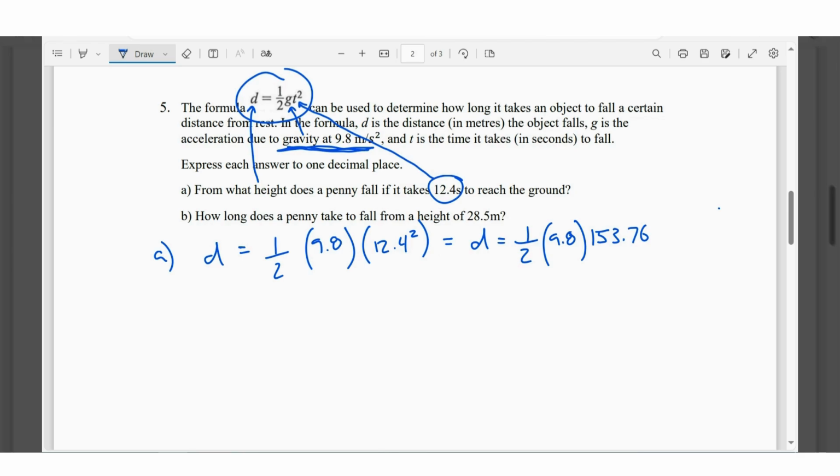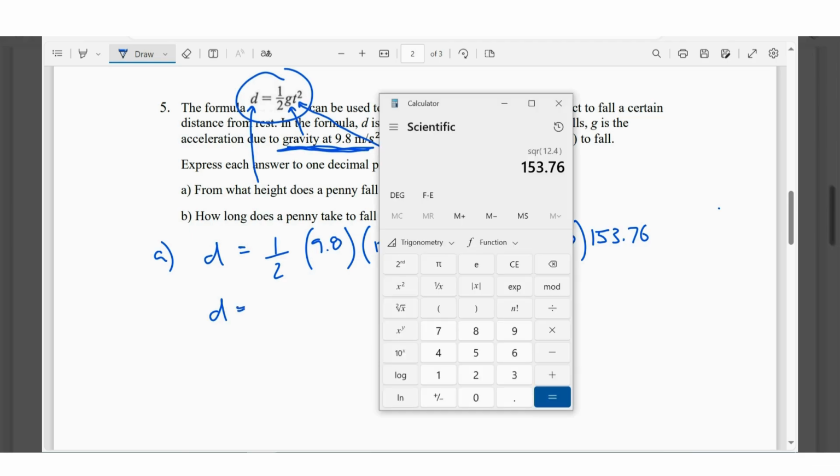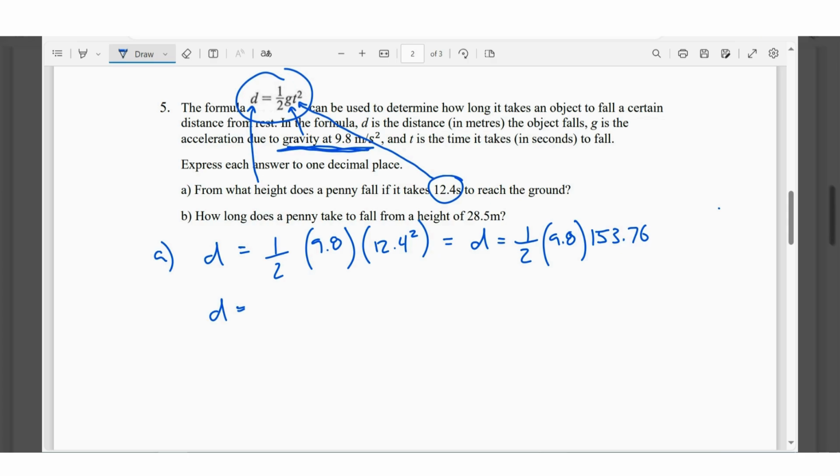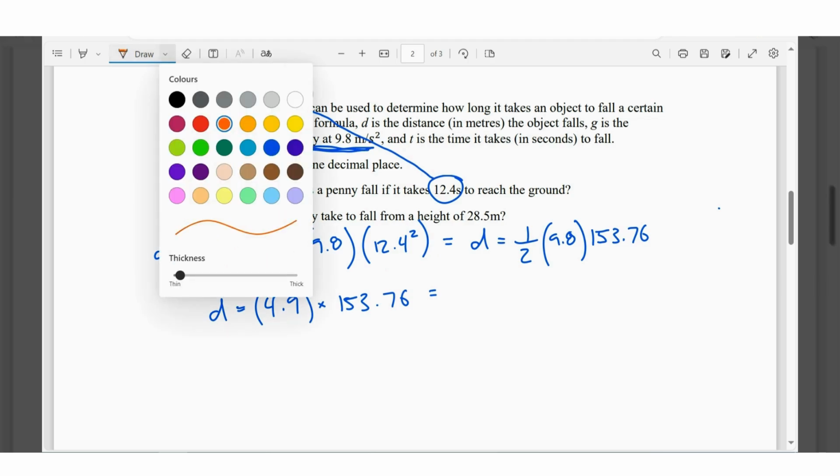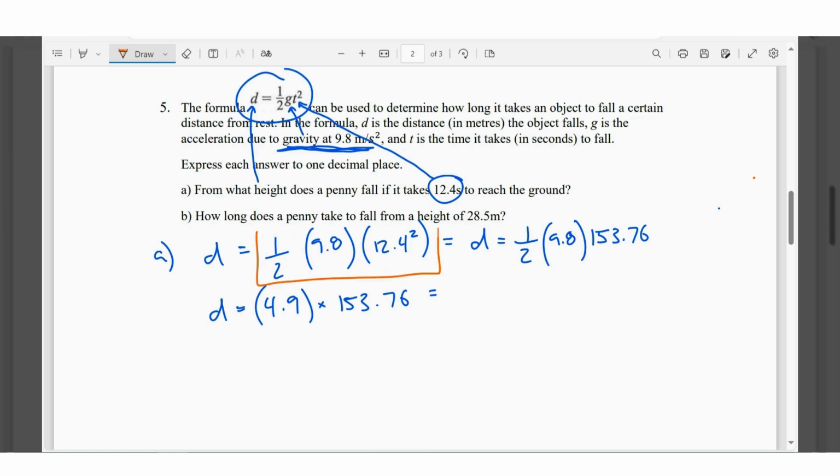And now we can just solve left to right. Distance equals a half of 9.8. 0.5 times 9.8 is 4.9. 4.9 times 153.76. You could have done all of this, honestly, from the beginning in your calculator. Just make sure that you're using all your brackets right, because your calculator is really smart, but sometimes can get mixed up about the order of operations.